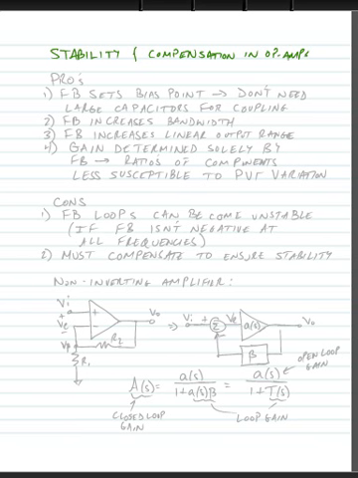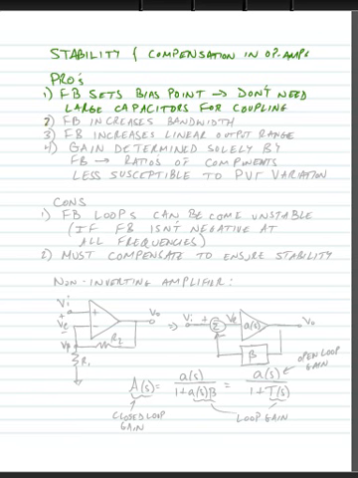Op amps are almost always used in a negative feedback configuration, and the reasons we do this are numerous. The pros of using feedback are, one, that feedback sets our bias point for us. So we don't need to use large coupling capacitors in our circuits. Or at least we can reduce the number of coupling capacitors we use.